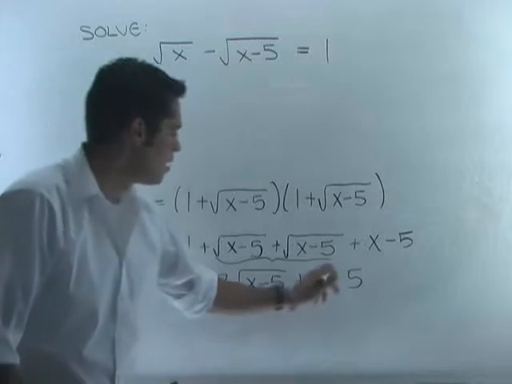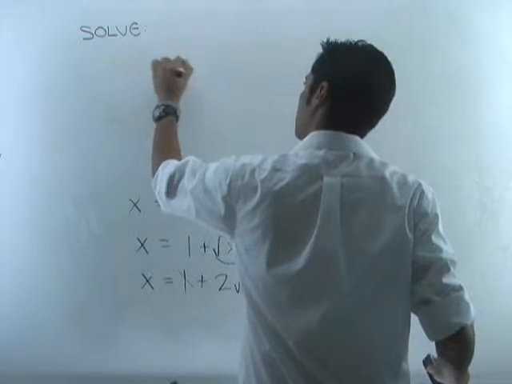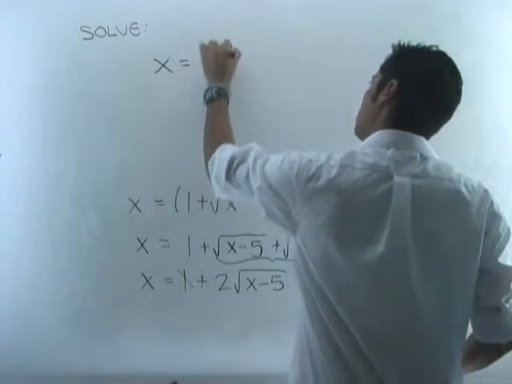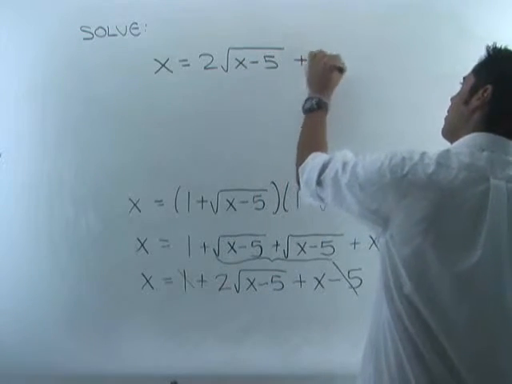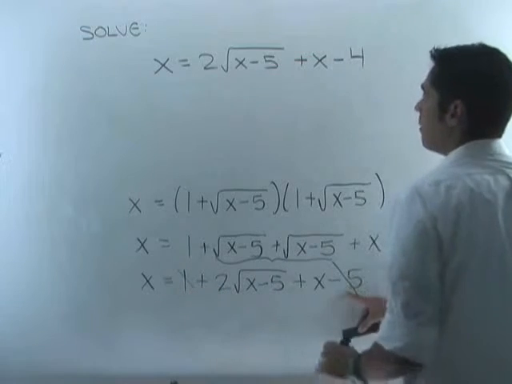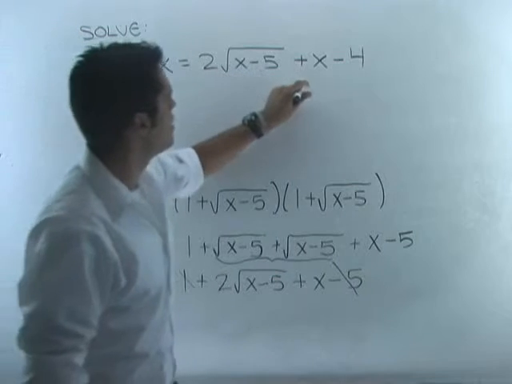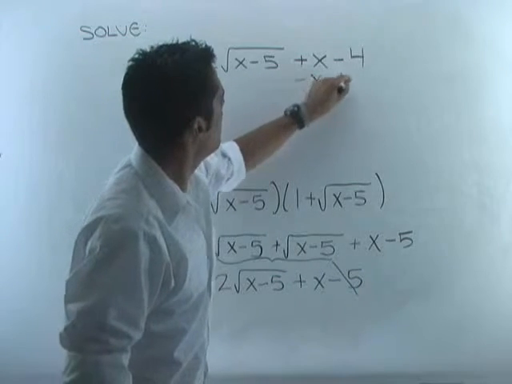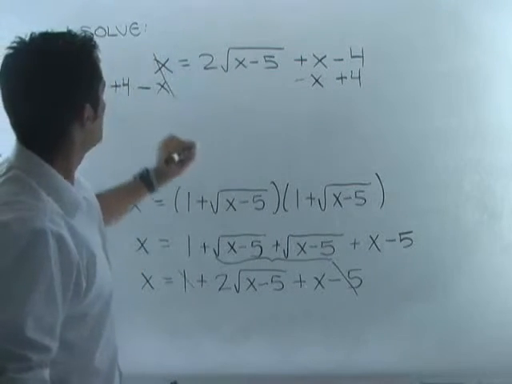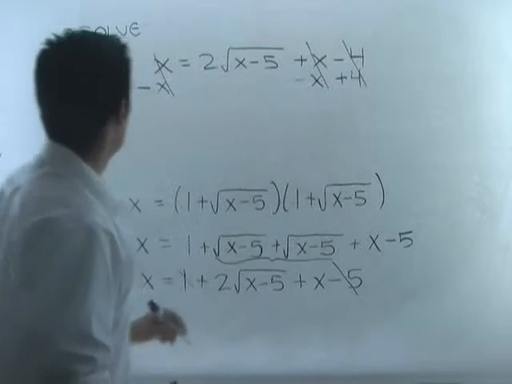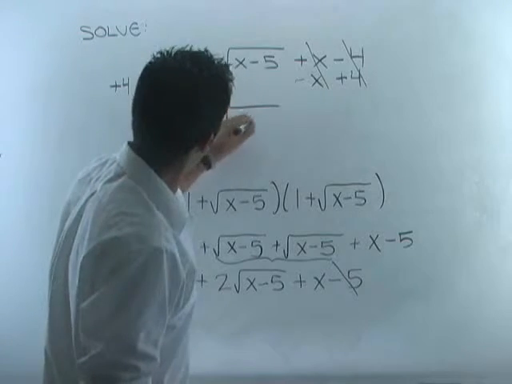I'm going to do the 1 take away 5, that's going to be minus 4. So the left side's still x. I have 2 square root of x minus 5, plus x, and then minus 4, and again that came from 1 minus 5. Now let me get this root isolated on one side of the equation. So I'm going to subtract x from both sides. I'm going to add 4. The x's here go away, the 4's go away. So on the left side all I have is 4. On the right side 2 square root x minus 5.